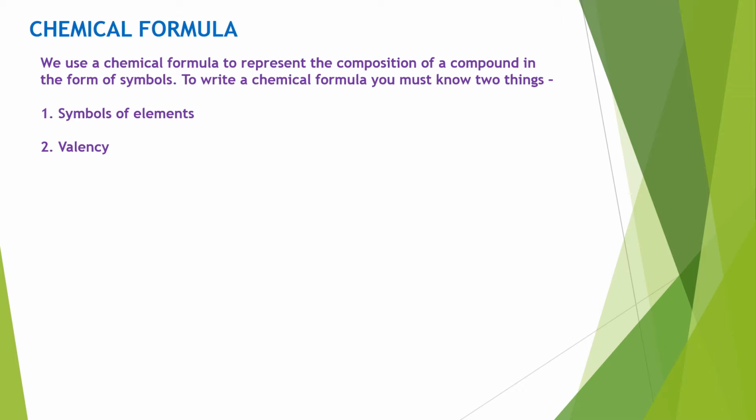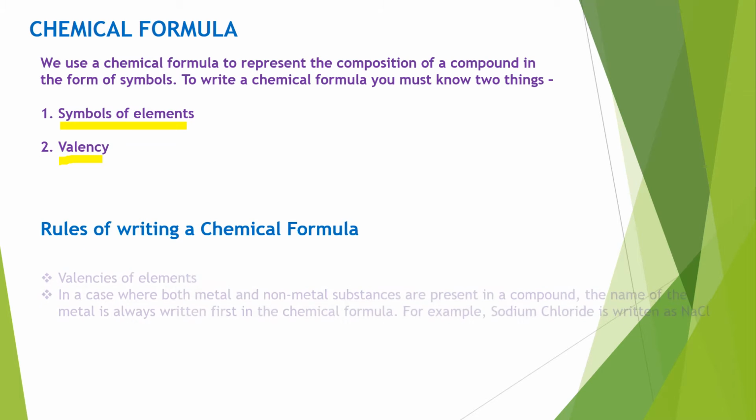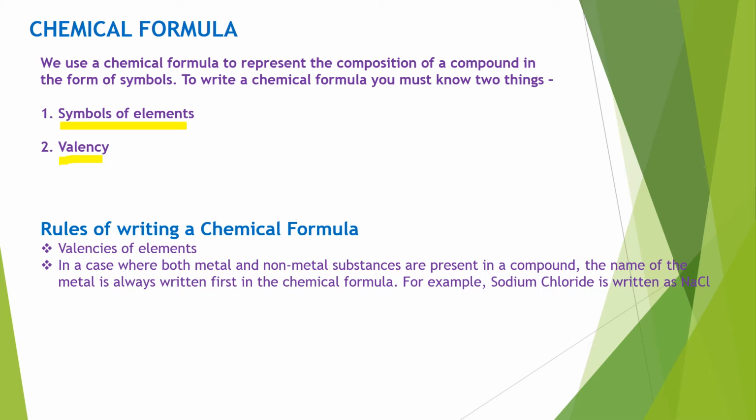And to write a chemical formula, two things are important, that is symbols of elements and valency. Valency, I already told you, it is the number of electrons in the outermost shell, and symbols you know, right? Like sodium Na, potassium K, like that. Now we will see what are the rules of writing a chemical formula. So for that, I already told you, you need to know valencies of elements.